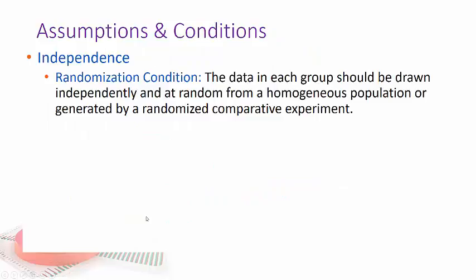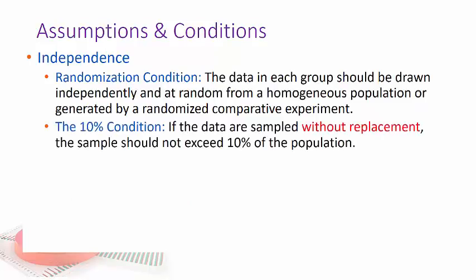Assumptions and conditions are pretty much the same. We still need randomization. We still need to hit the 10% condition. Now remember, this condition only applies if we're not doing replacement. It doesn't apply if you're flipping a coin or if you're doing something you can repeat infinitely, all right? It only applies when we're grabbing things out of the pool and not putting them back.